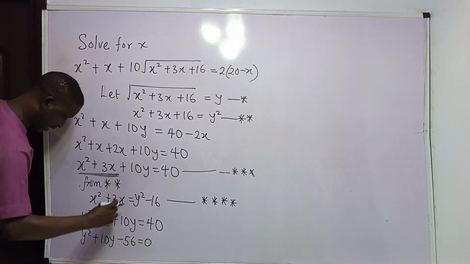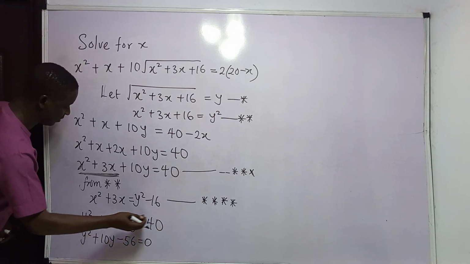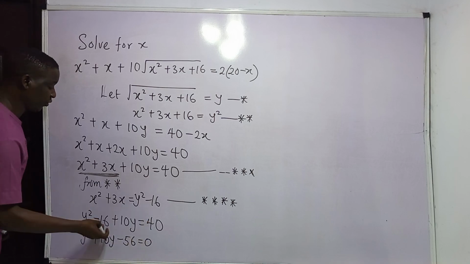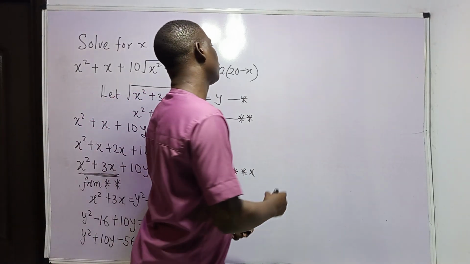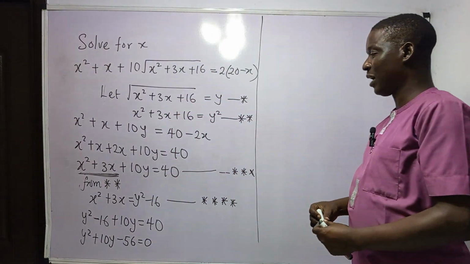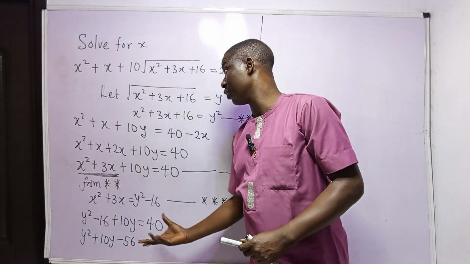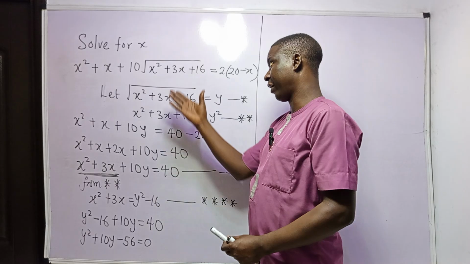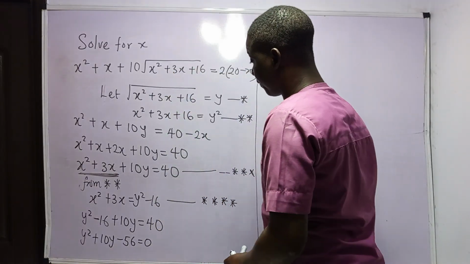Take this one to the other side, or subtract 40 on both sides, and you are going to have this. Now it has turned into a quadratic equation. Wonderful. We have reduced the complex equation to a simpler quadratic equation. Solving the original one might be difficult, but in this case it becomes easy.